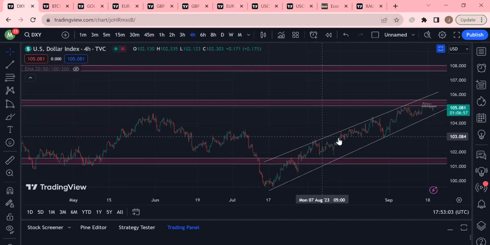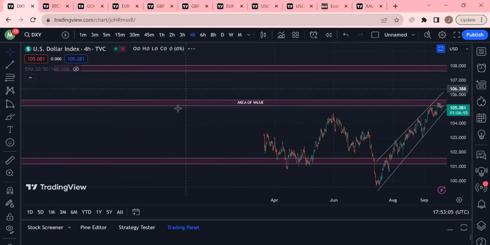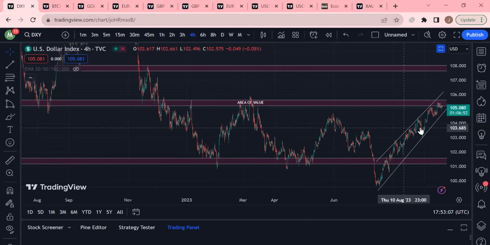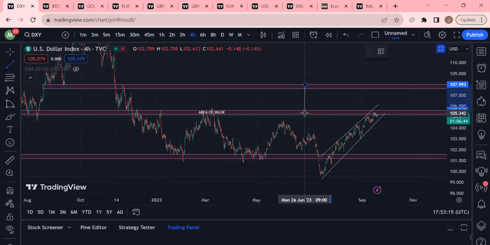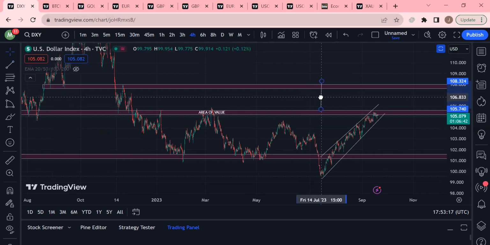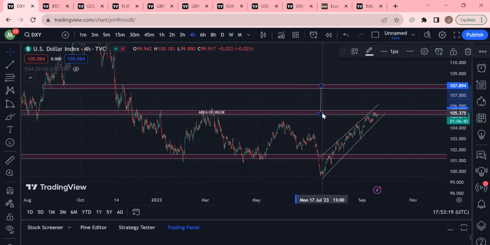Let me finish what I have here. We know that this is an area of value we are right now. So are we going to buy from there and continue going upward? We're about to find out, because if we break above this, that means we are coming back to this phase, because the market moves in phases. We are coming back to this phase from 105 all the way to 107, and you know what that means for gold.